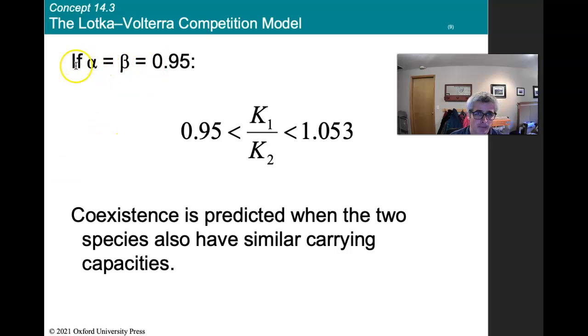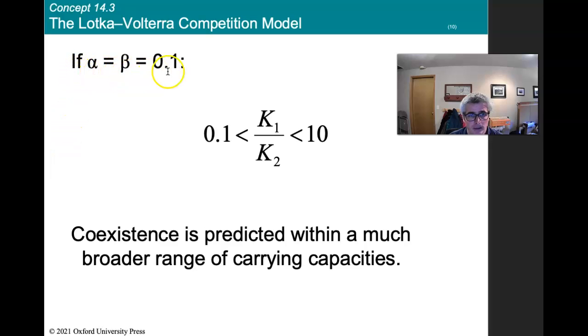So in this example, if alpha and beta are both 0.95, so you have 0.95, which is smaller than K1 divided by K2, so if they have similar carrying capacities, and that is less than 1 divided by beta, which would be 1.053, then coexistence is predicted when the two species have a similar carrying capacity. So if they're both carrying capacities of 100, then this would be 1. And 0.95 is less than 1, which is less than 1.053.